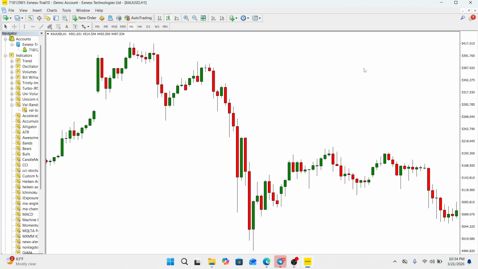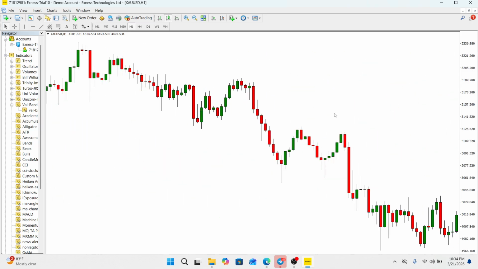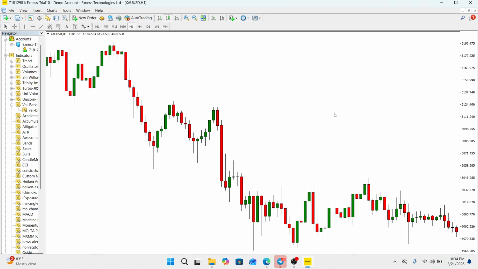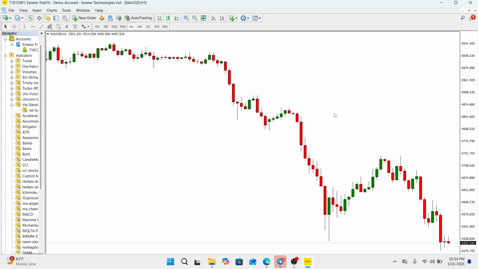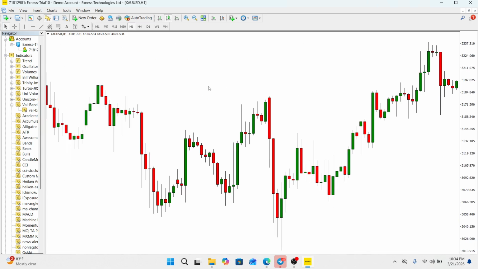Hello traders, welcome to this video on the Val Bands V3 Indicator for MT4. This volatility-based channel tool plots dynamic upper and lower bands around price in a separate window, helping you see overbought/oversold zones, trend direction, and breakout conditions as they evolve in real time.